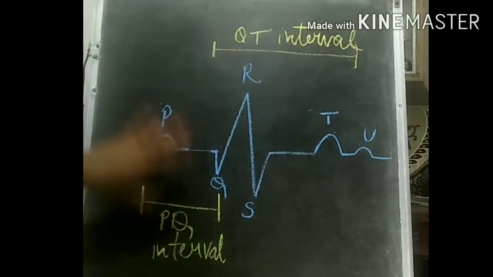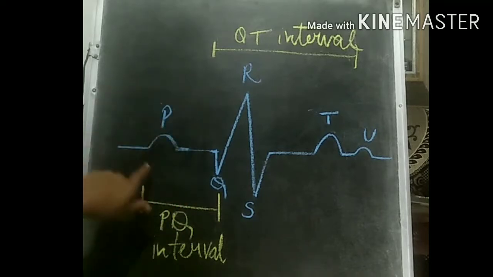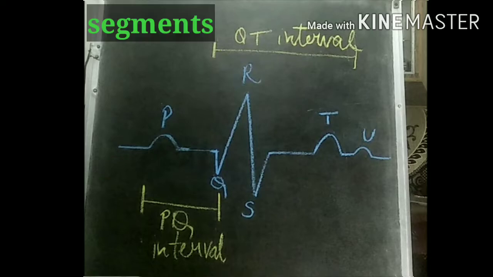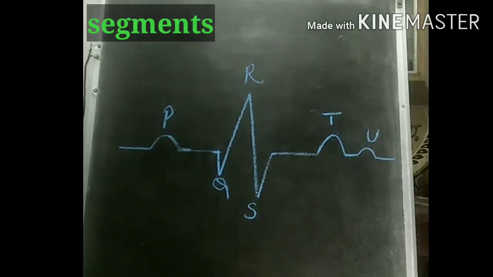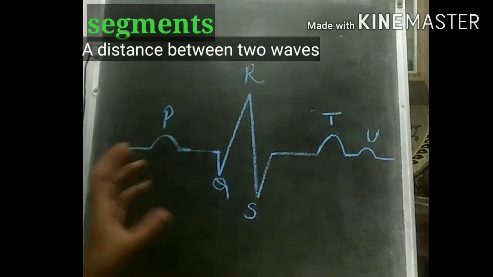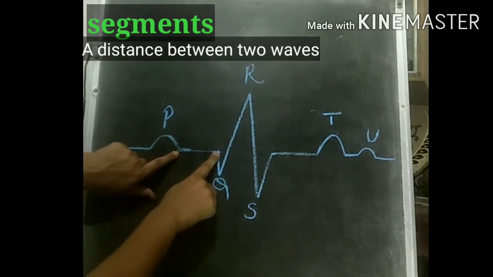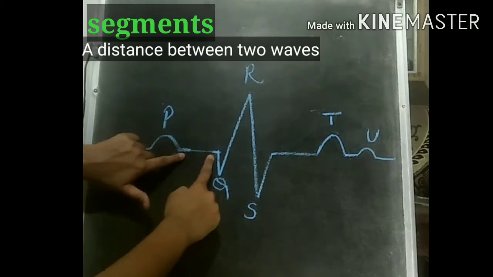Now this is all about the intervals. The interval related to atria is the PQ interval. The interval related to ventricles is the QT interval. Now let us consider the segment. So firstly, what does segment mean? Segment means a distance between two waves. So here we can see where the P wave ends and the Q wave starts. So it is a distance between two waves.